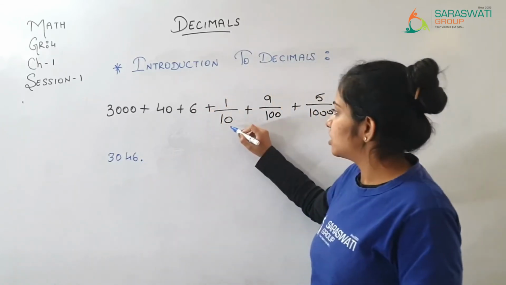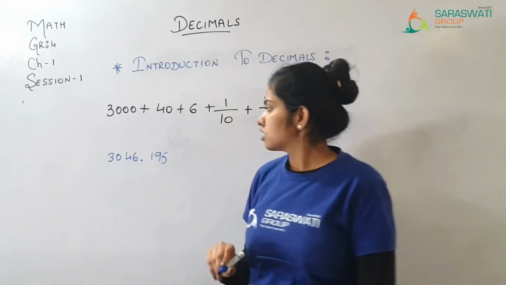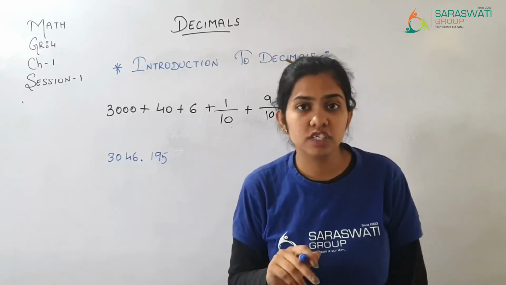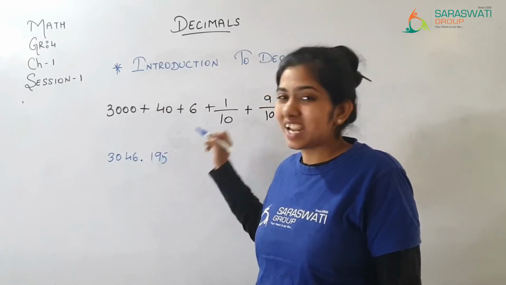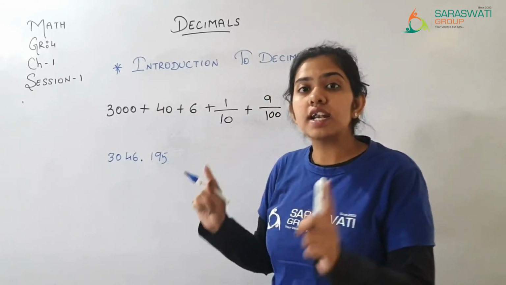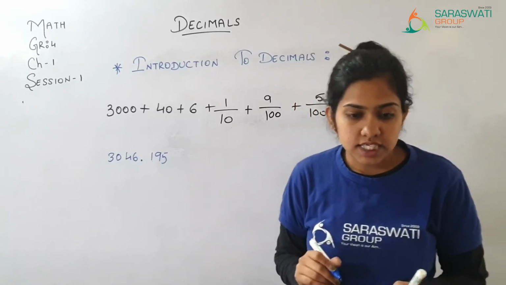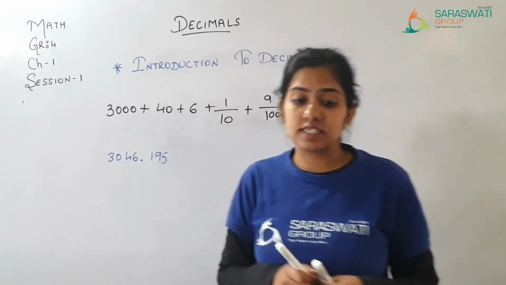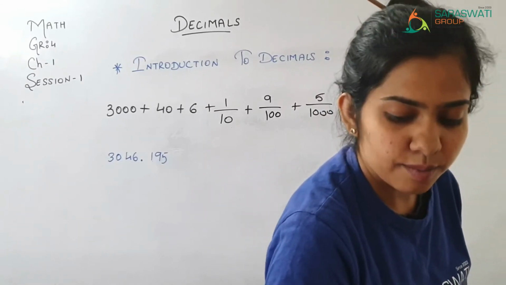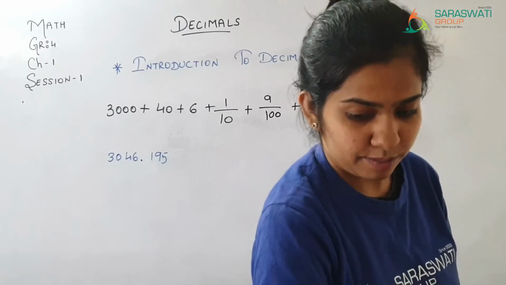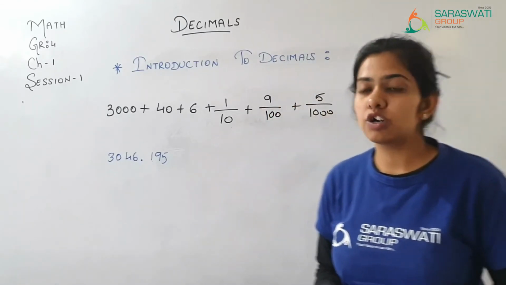Now we are going to start with this. So 1, 9 and 5. 1, 9, 5. So 3046.195. We will not read it as 3046.195; 195 we will read separately. Right? So these are the things you need to keep in mind while solving sums related to decimals. Okay, so this was all about today.